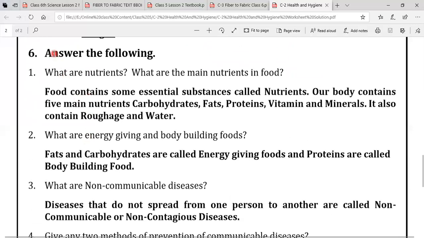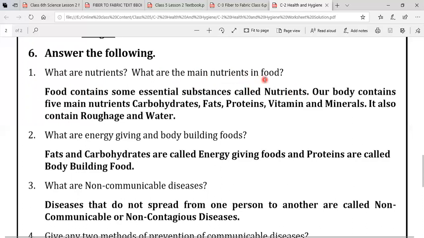And the last main: answer the following. First question: what are nutrients? First we'll see what nutrients are. Food contains some essential substances called nutrients. These are the substances which are required by our body. Correct? The food contains some essential substances and those essential substances are called nutrients.